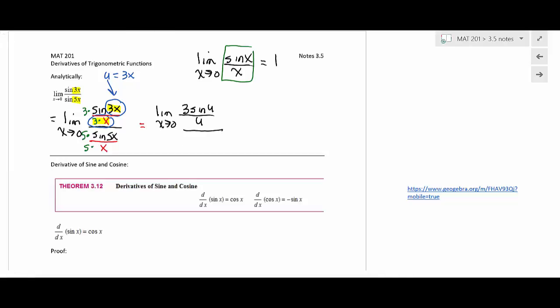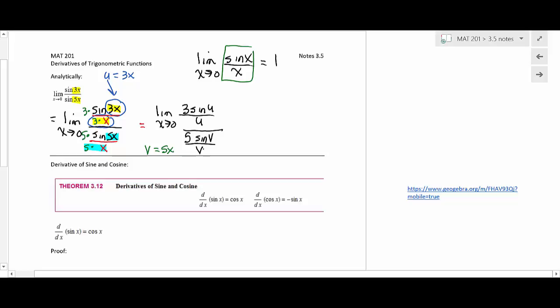Okay, now let's do another substitution. Let's do v is equal to 5x. So everywhere I see a 5x, you're going to replace those things with v. So what you're going to have then is you'll still have the 5, so you'll have 5 sine of v all over v, like that.